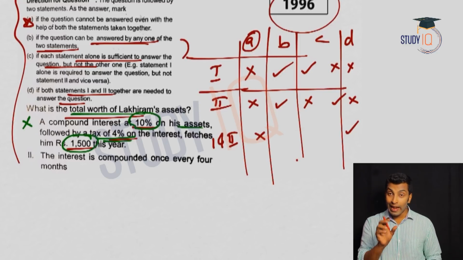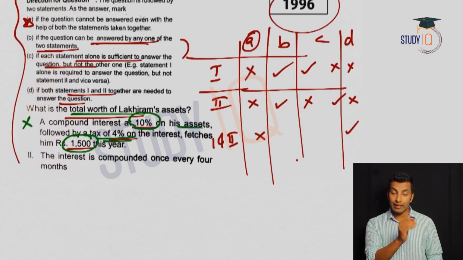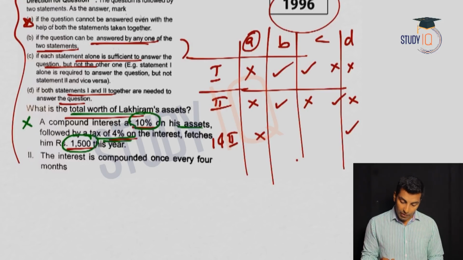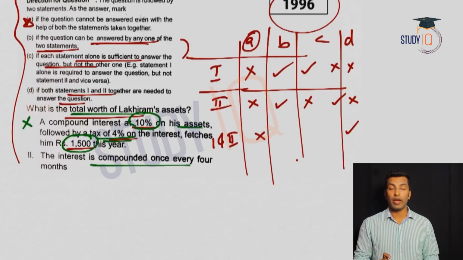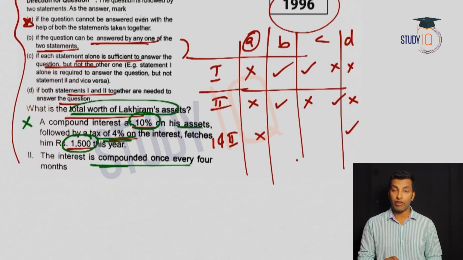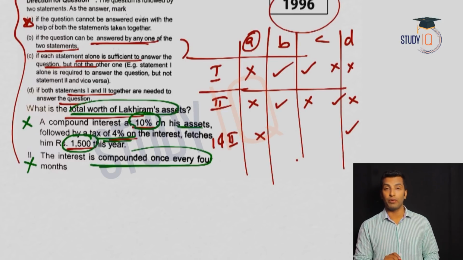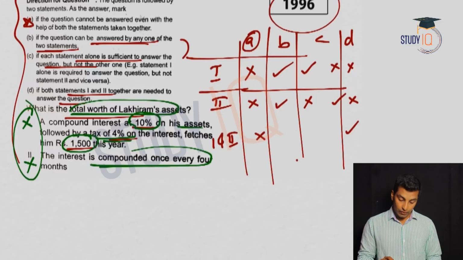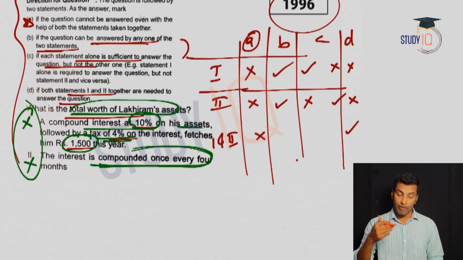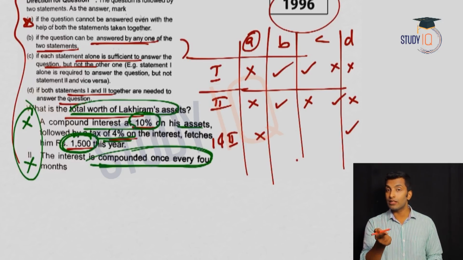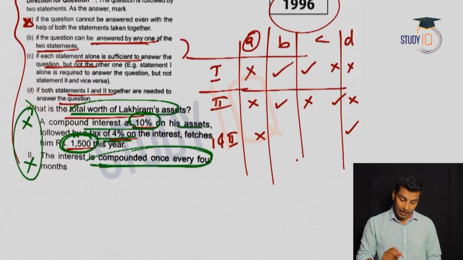Let's look at statement 2 alone. Now let's keep 1 aside. Now let's look at 2. The interest is compounded once every 4 months. Total asset is what they are asking. They are saying interest is compounded every 4 months. Definitely this alone will not help you. But if you combine this, you will come to know that the compound interest is 10% and it is compounded every 4 months, that means quarterly, and you are getting 1500. So you can find what was there earlier and you can find the total worth of his assets. So both combined you can get the answer.